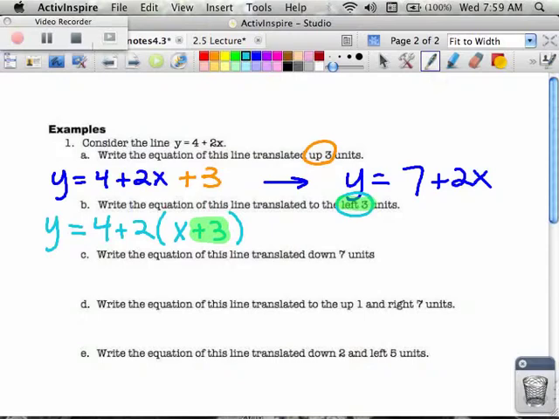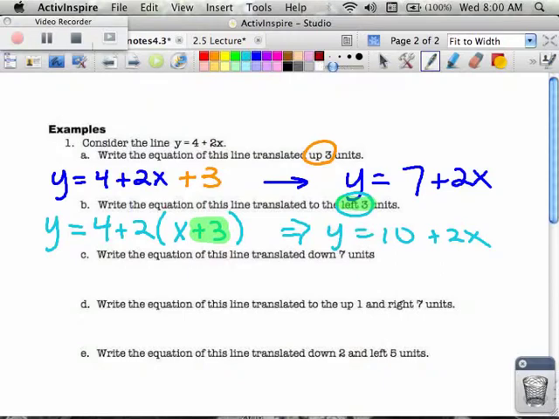If I rewrite this in its simplified form, what I see is that this 2 is being multiplied by the 3. So 2 times 3 is 6, plus 4 more, that's a total of 10. So now I have y equals 10, and then plus the 2x. Kind of a weird deal.